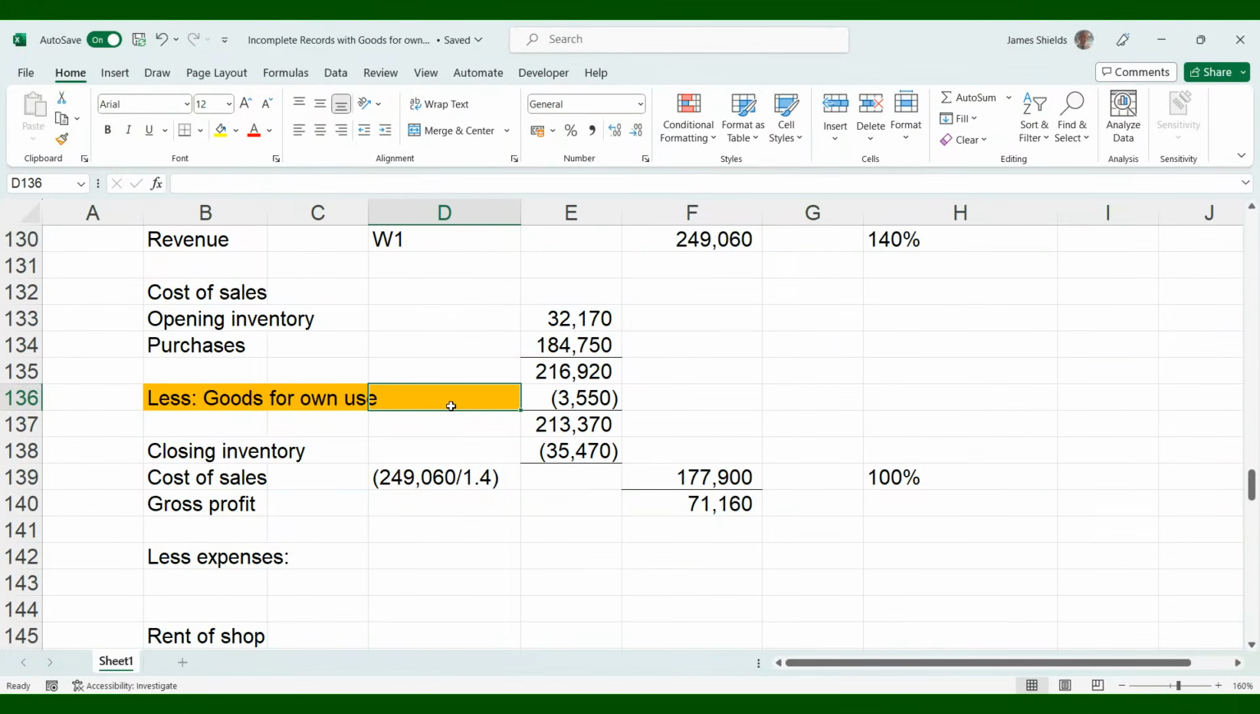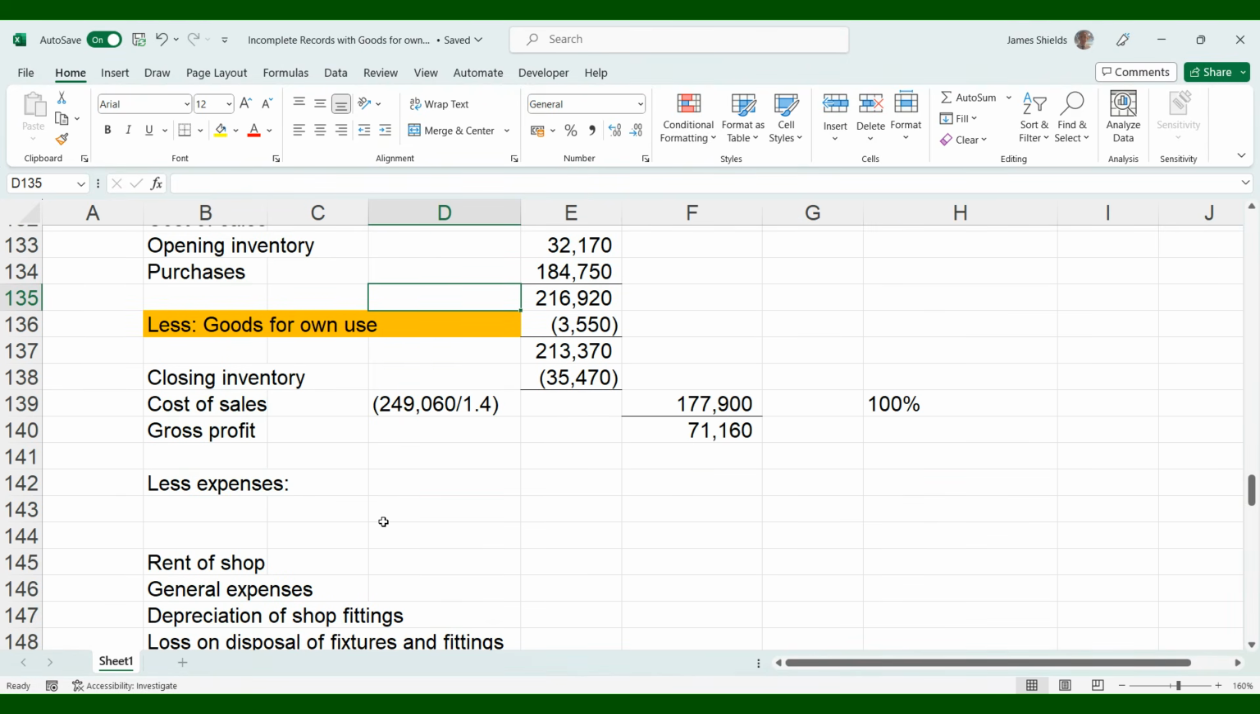Now, we've got to remember we're going to use that later on in our statement of financial position because goods for own use goes onto drawings. So I've highlighted it there to remind us for later on what to do with it. So now we go into less expenses. There's no other income in this question.